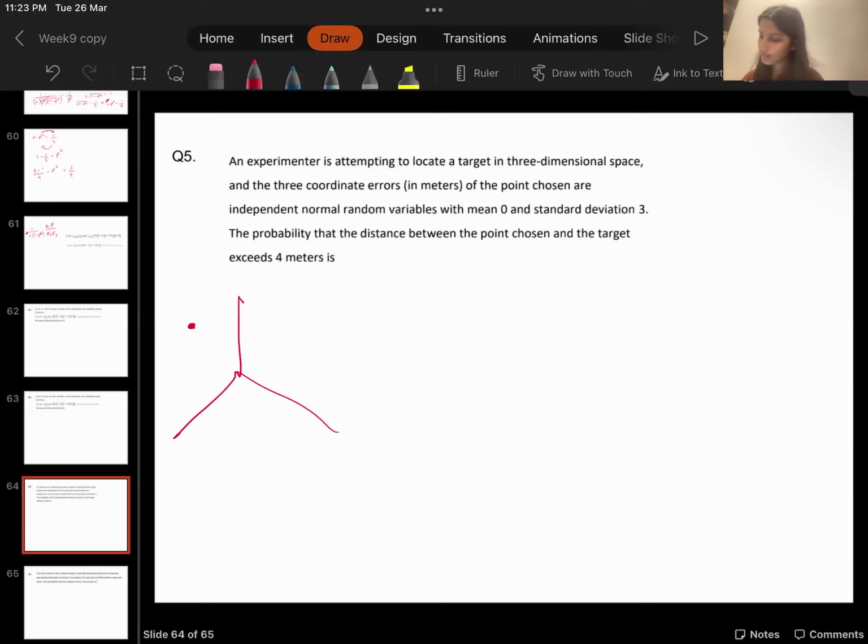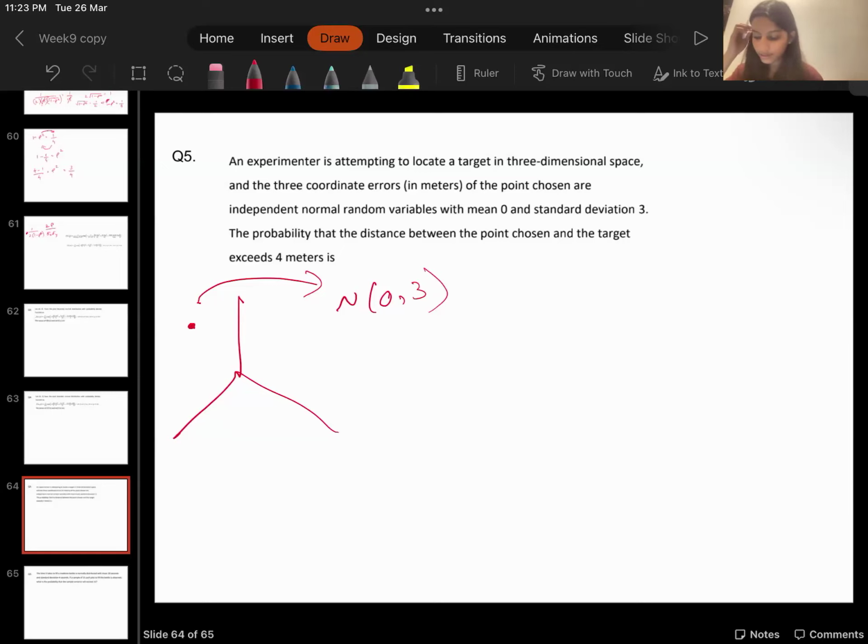So this follows a normal distribution. Oh, sorry, it's not standard. It follows a mean of 0 and a standard deviation of 3. So each coordinate follows a normal distribution with 0, sigma. You need to find the probability that the distance between the point chosen and the target exceeds 4 meters.